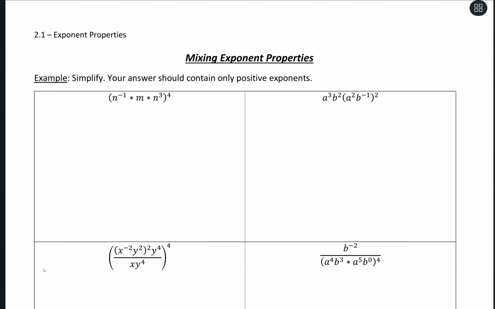Okay, let's go through some examples here where we're mixing these rules together. And if you can, go ahead and pause the video, try to simplify these as far as you can, and then you could check your answers along with this video here.